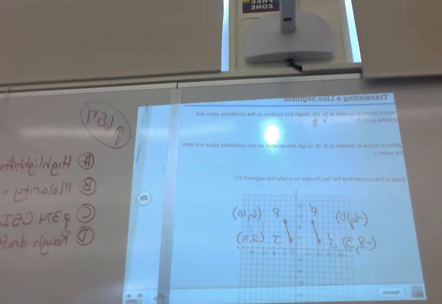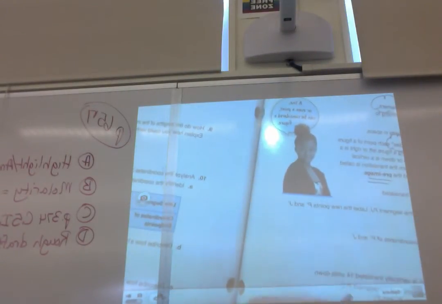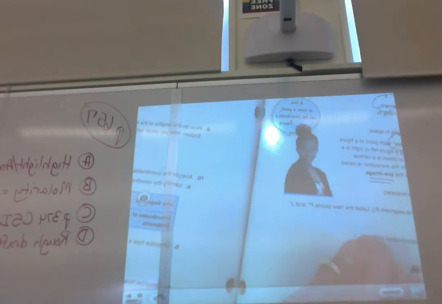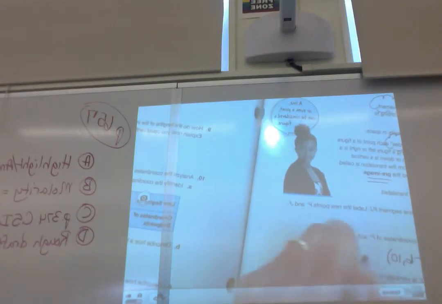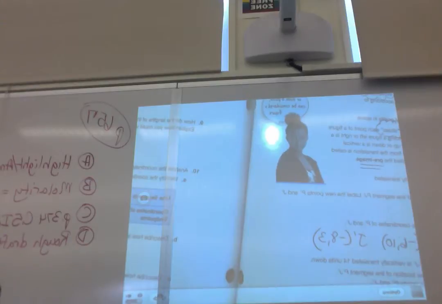Okay, so let's flip back and see what they want us to do. Let's write those coordinates. P prime was -6, 10. J prime was -8, 3. Okay?